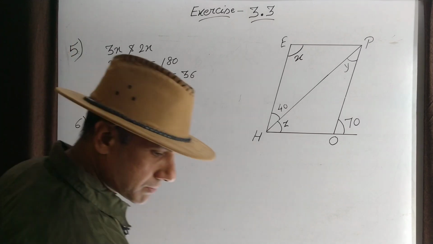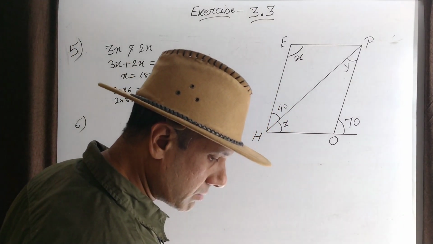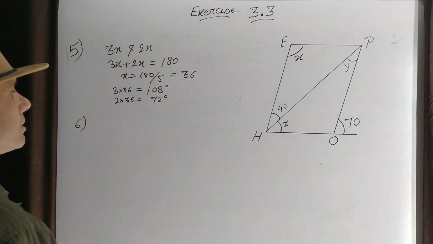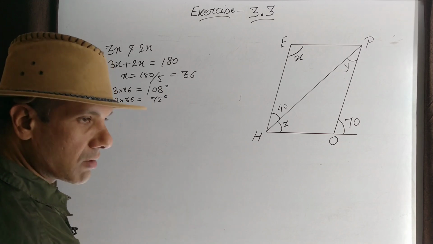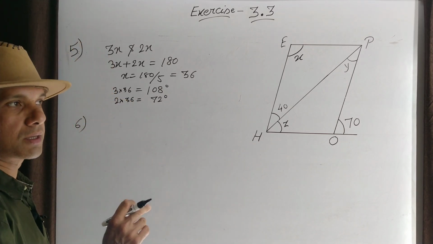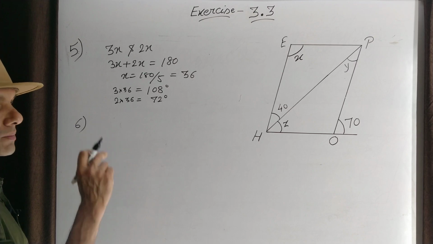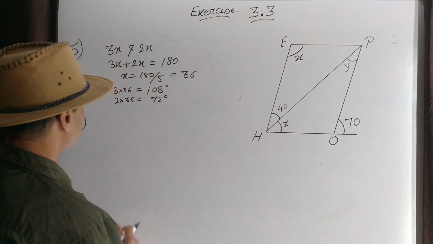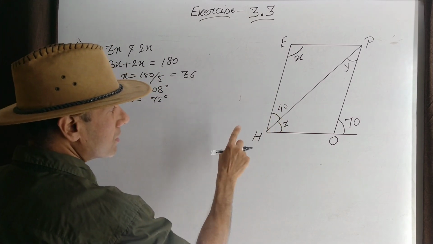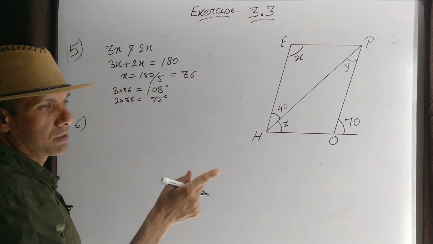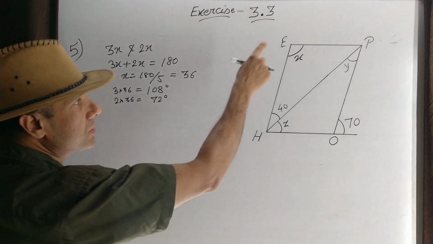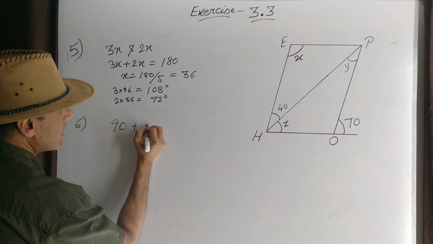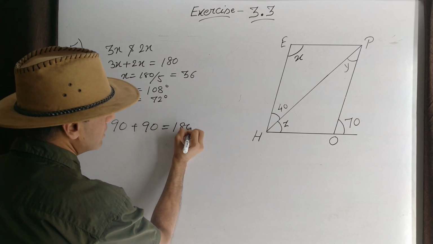Question number 6. Two adjacent angles of a parallelogram have equal measure. Find the measure of each of the angles of the parallelogram. The only possibility is that the two adjacent angles are 90 degrees, because two adjacent angles add up to 180 degrees. So this is possible only in the case of a rectangle and a square, where these two angles are 90 degrees. So we add up 90 plus 90 is equal to 180 degrees.